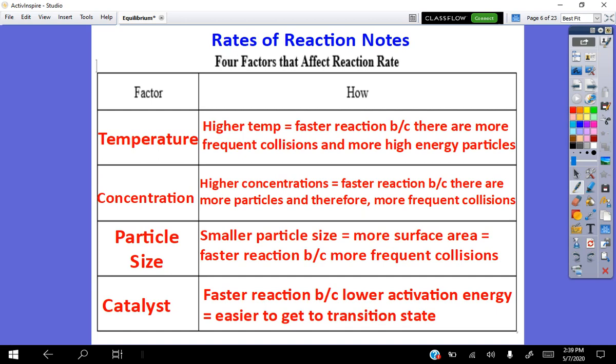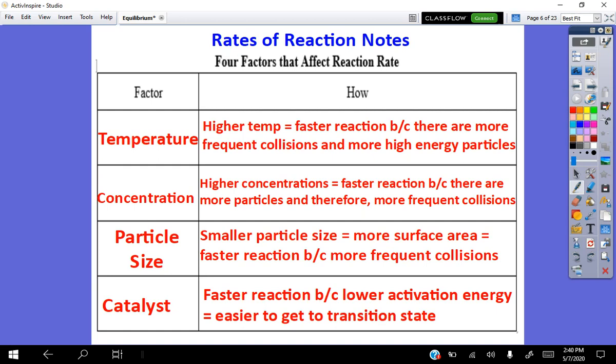If we increase the concentration, this also causes a faster reaction because there are more particles and therefore more frequent collisions. Particle size matters. If we have a smaller particle size, that means we have more surface area, which means there are more available areas for collisions to occur. Since there's more space for molecules to come in contact with each other, the reaction will occur faster.